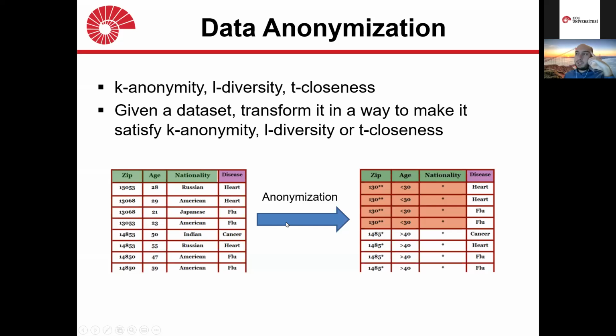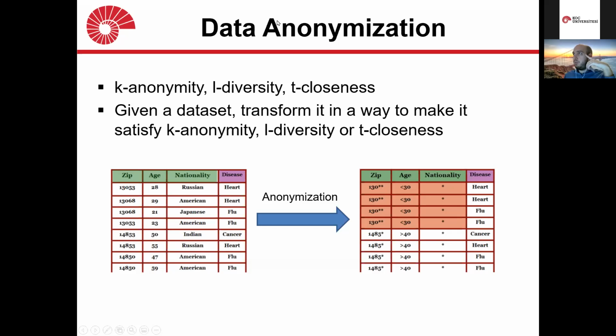Now, what we do in anonymization is that given this data set, we want to change it in a certain way to make it satisfy some anonymization constraints, some anonymization principle. After anonymization we obtain this data set on the right. You can see that some of the digits of the zip code, the least significant digits, are removed. These 2 digits are replaced by stars.